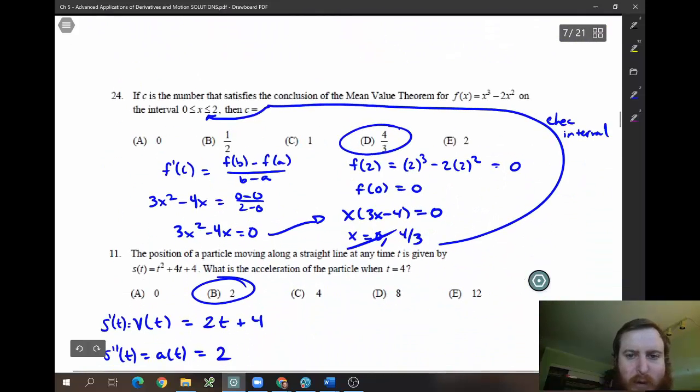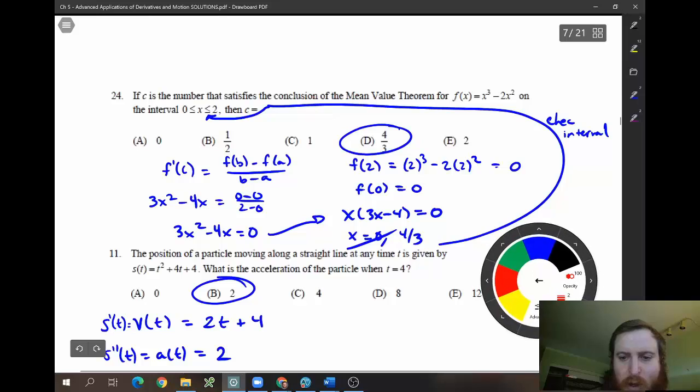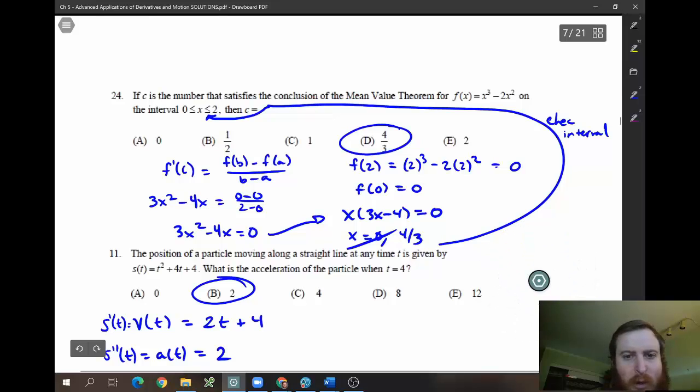All right, next up we have another mean value theorem question. And this is almost identical to the one before, so I'm not going to spend too much time on it. Take the derivative, 3x squared minus 4x. Set that equal to f of b minus f of a over b minus a. We end up with 0 again.